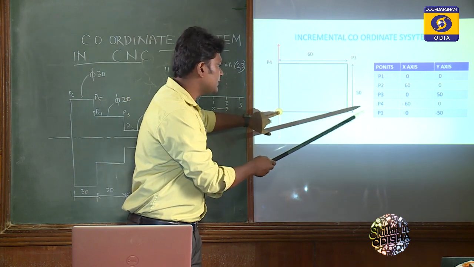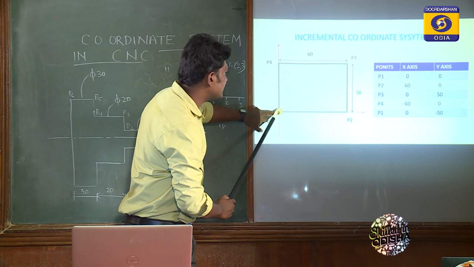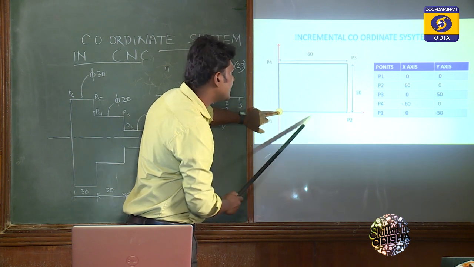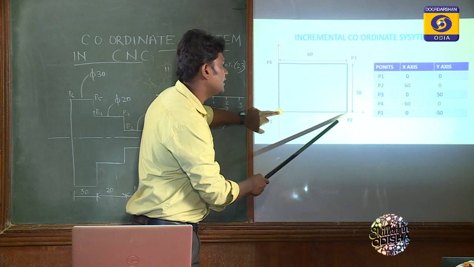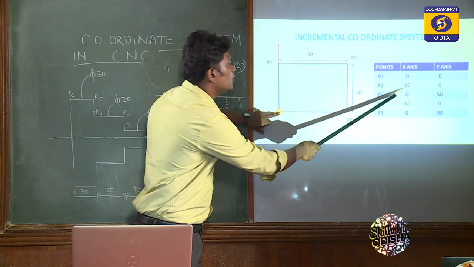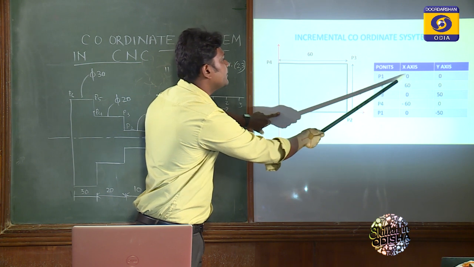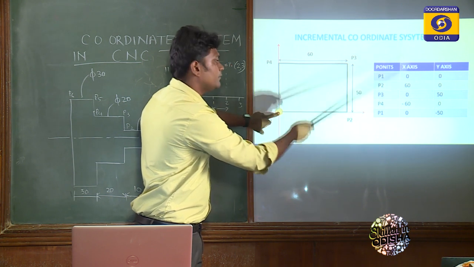So with respect to this reference, what will be the location? In the x-axis it has moved 60. In the y-axis it has not moved in the upward or downward direction, it just lies over the x-axis, and at the x-axis the y value will be 0. So this value will be the same in the absolute and incremental coordinates. The P1, P2 values are the same, you can see.